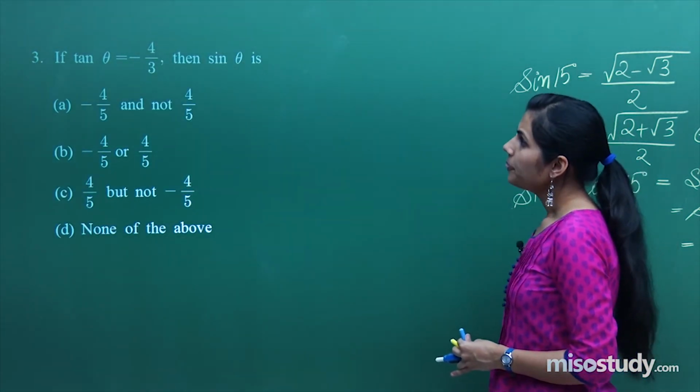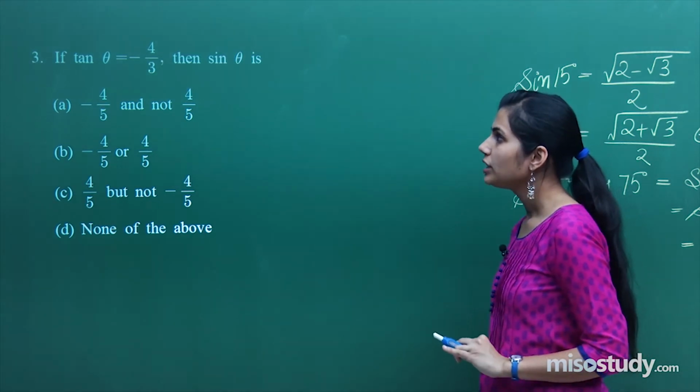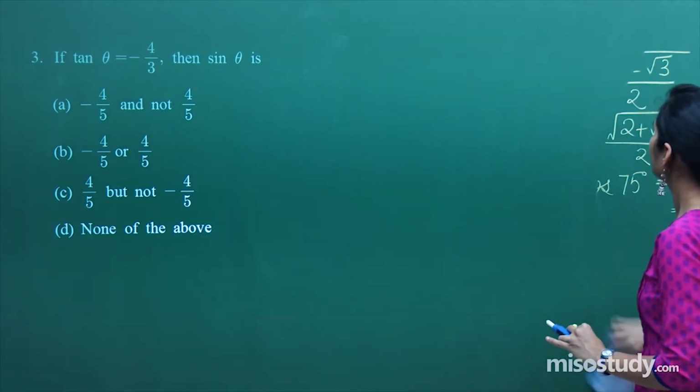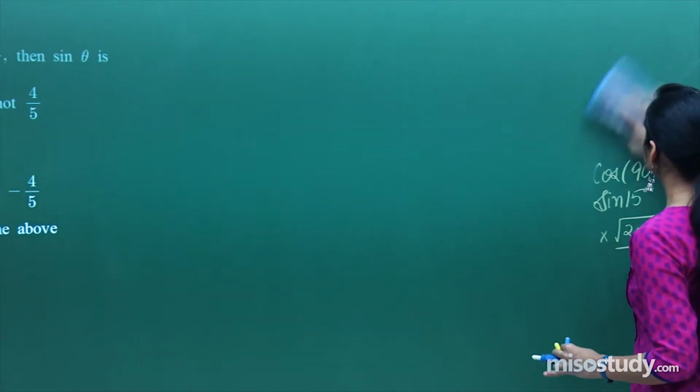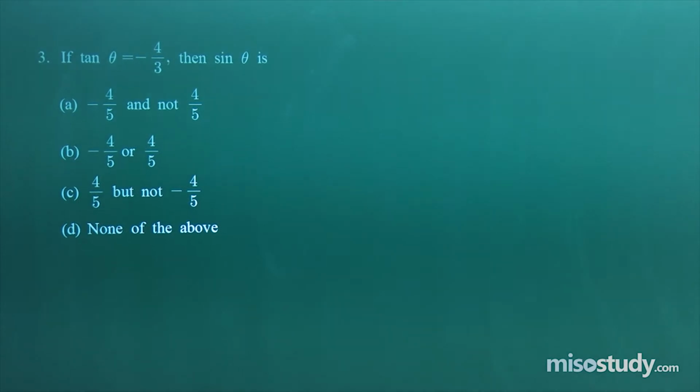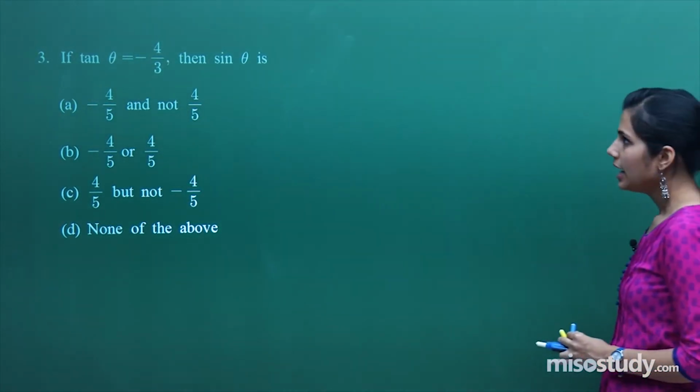Let's now see what happens to be the next question of discussion. We are given tan theta is minus 4 by 3, then for the same theta, what do you think will be the nature of sine theta? Now see, these questions do not demand a lot of computation, they just demand a lot of concept clearance. How?